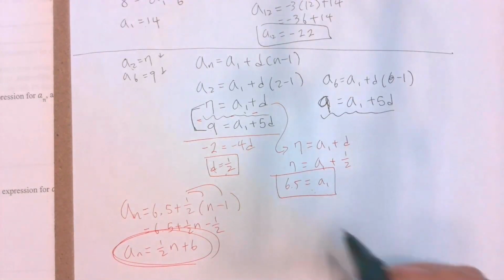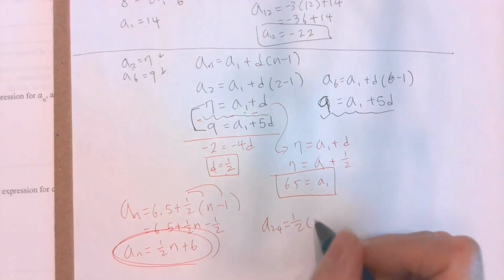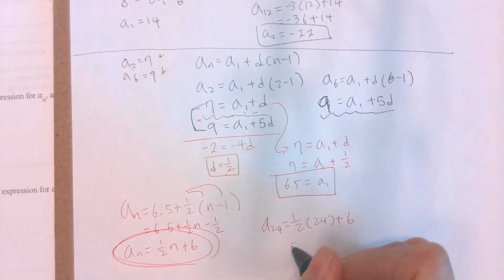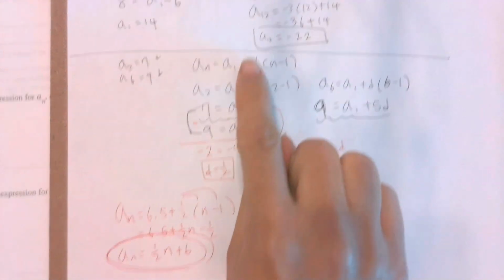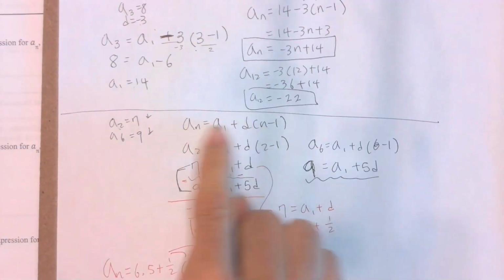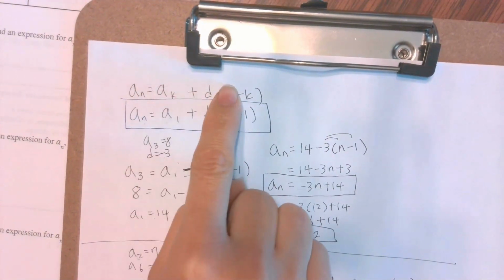And then what am I supposed to find? A sub 24. Take that 24, plug it into n. That was the easy part. Then you get 12 plus 6 is 18. Okay, so that's how you do the arithmetic sequence using that one formula, instead of doing it with the k and n and all that. Okay.